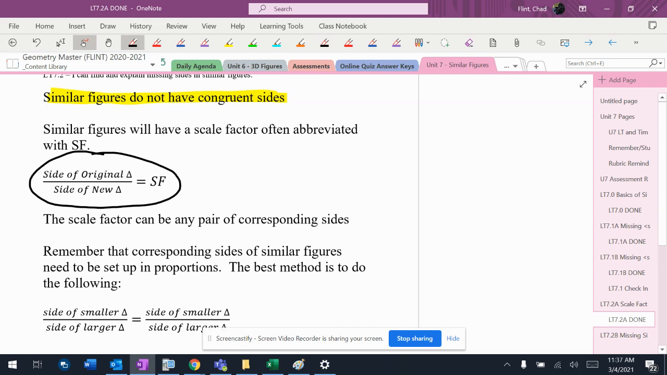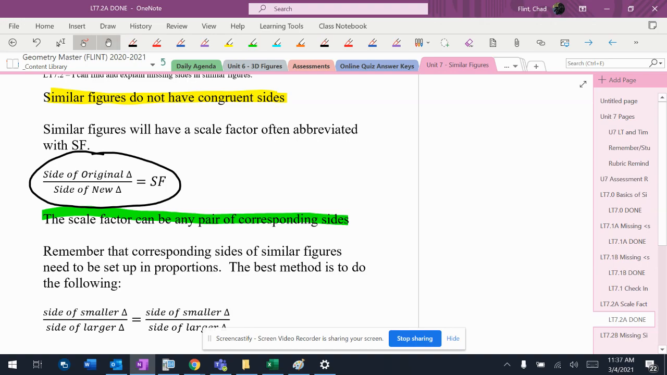Make sure you do at least a handful of them before you jump right into the next section, where you're actually finding some sides. This says the scale factor can be any pair of corresponding sides, because we talked earlier in the unit about the fact that if triangles are similar, all the sides will share a common scale factor.